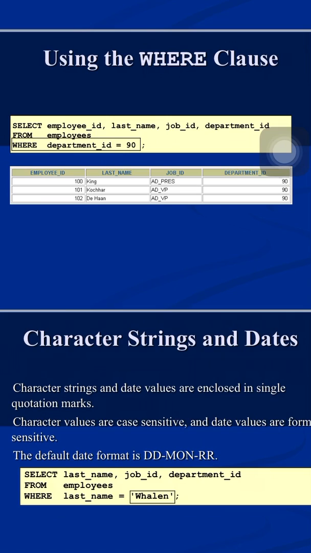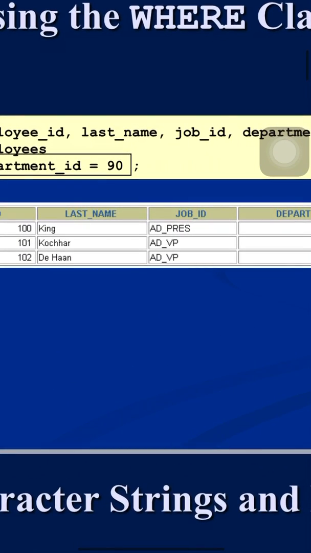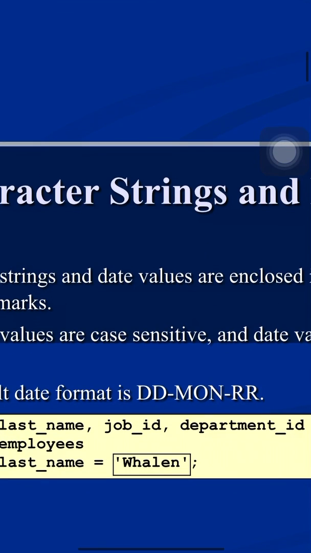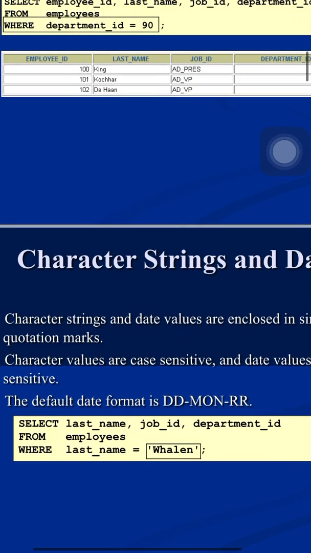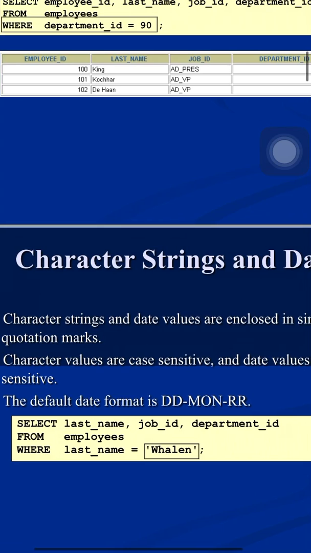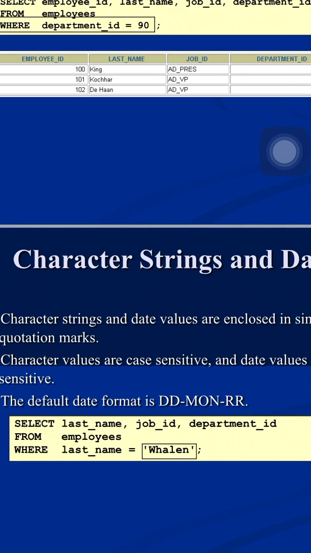So in this Valen we are specifically telling that in Valen, W is capital followed by small letters HALEN. So the data here is case sensitive. Whenever we want to write conditions based on these string values or date values, we have to write those values in single quotes, whereas numeric data you can write directly. So what this query will do is display the records of those employees whose last name is Valen.